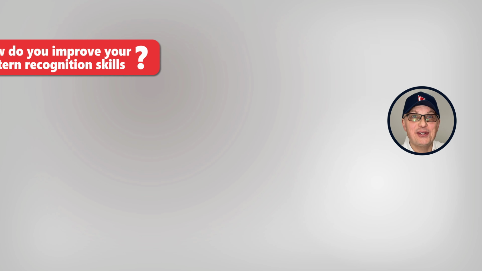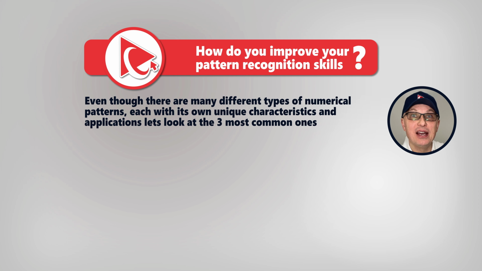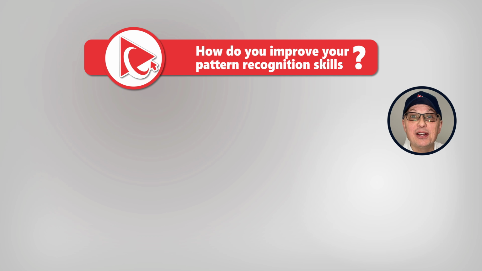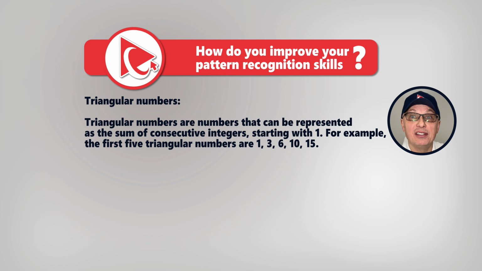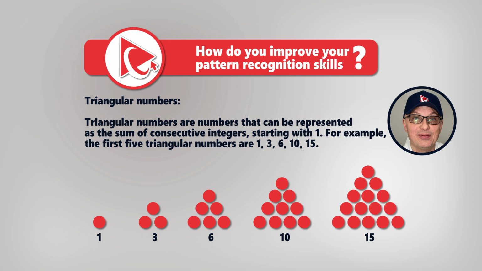I get a lot of questions on how to improve your pattern recognition skills. Let me share with you 3 common patterns we frequently see on the test. Let's start with triangular numbers. Triangular numbers are numbers that can be represented as a sum of consecutive integers starting with 1. For example, the first 5 triangular numbers are 1, 3, 6, 10, and 15.